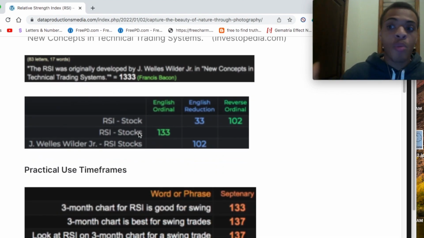Now we get into some of the more base cipher things. RSI, stock, 33 English reduction, 102 reverse ordinal. RSI, stocks, we love that 133. J. Wells Wilder Jr., RSI stocks, 102 in reduction to go with that reverse ordinal RSI stock. So you see, it's all coming together.